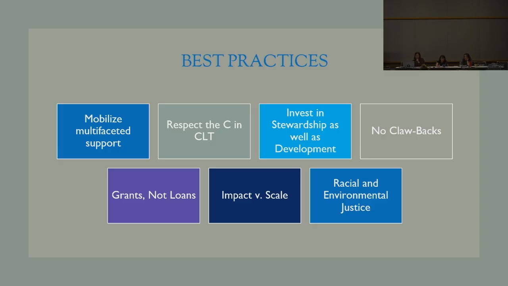Racial and environmental justice. I think community land trusts were an outgrowth of the civil rights movement, and the first community land trust was in Albany, Georgia.